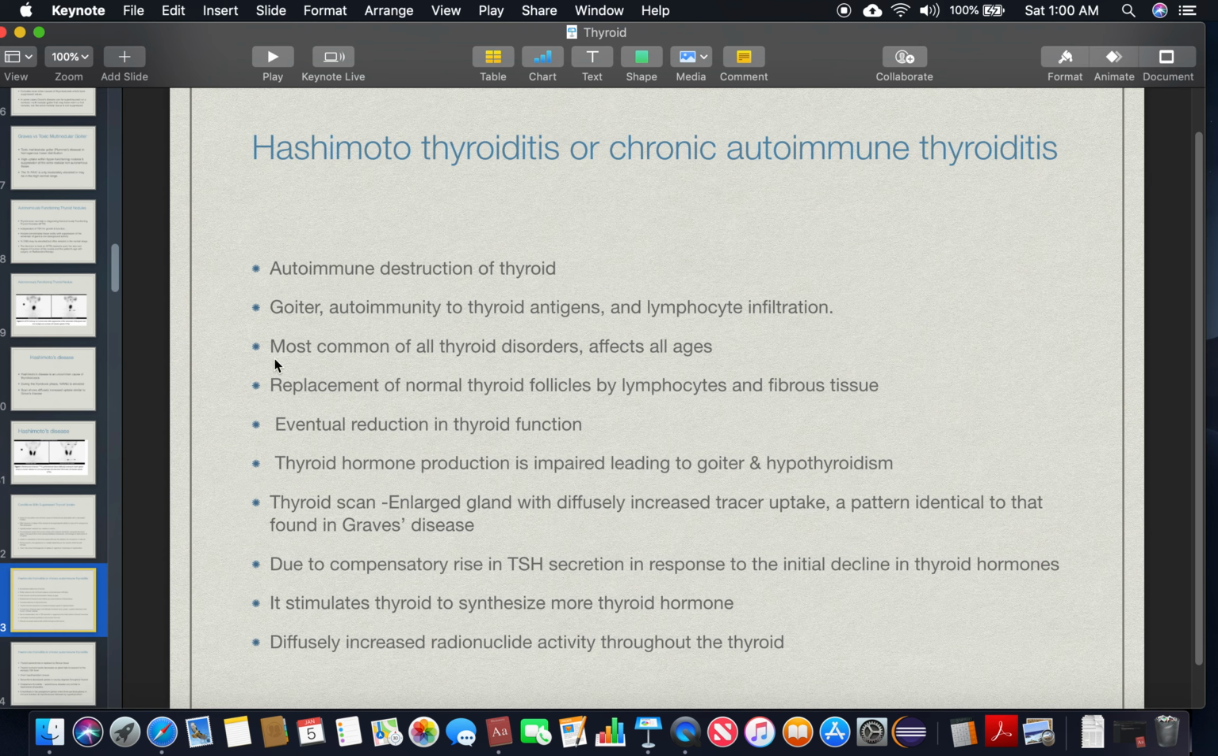So, what happens in Hashimoto's or chronic autoimmune thyroiditis? There is autoimmune destruction with lymphocyte infiltration. It is the most common of all thyroid disorders, it affects all ages, and normal thyroid follicles are replaced by lymphocytes and fibrous tissue. There is eventual reduction in thyroid function, leading to impairment of hormone production. On the scan, you will see an enlarged gland with increased uptake, a pattern similar to Graves' disease, and it is due to a compensatory rise in TSH secretion, which stimulates the thyroid to synthesize more thyroid hormones. So there is going to be diffusely increased uptake and radionuclide activity.